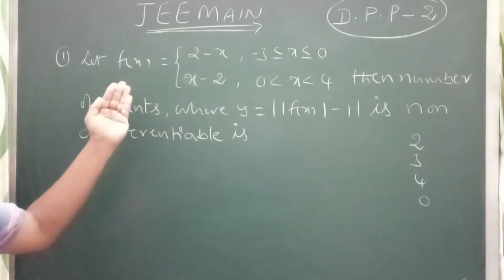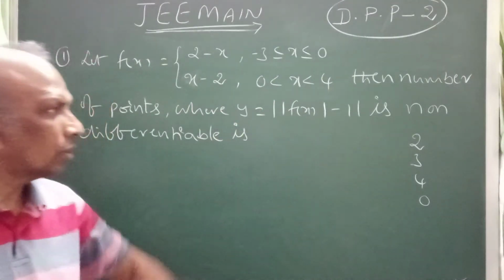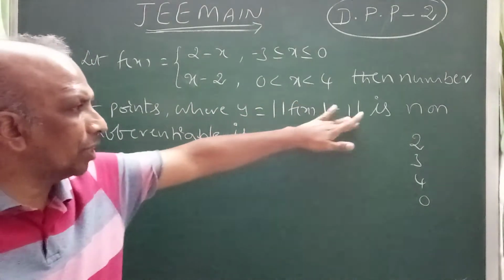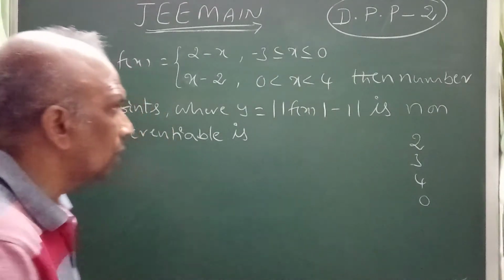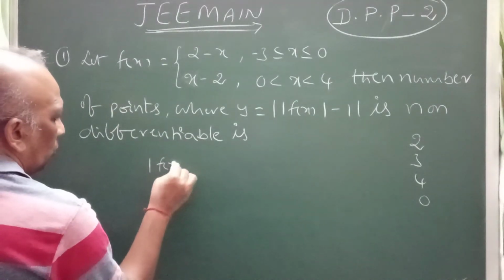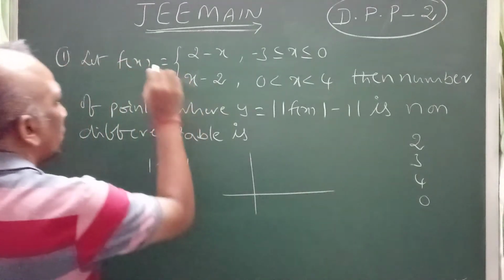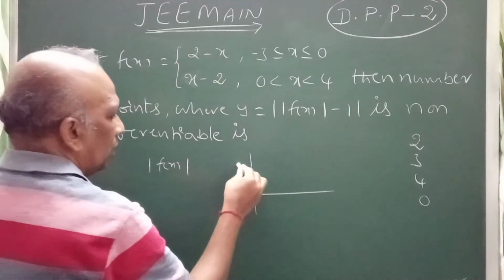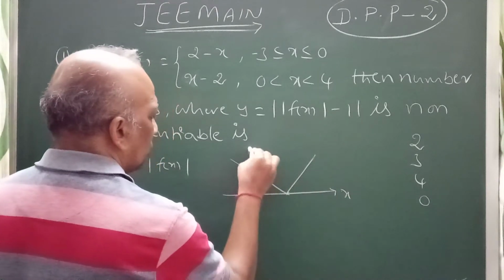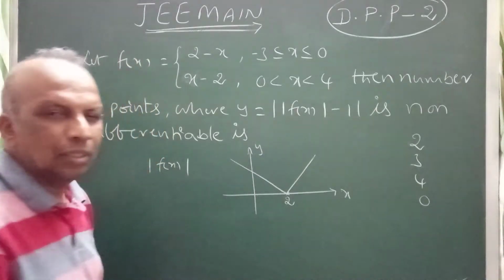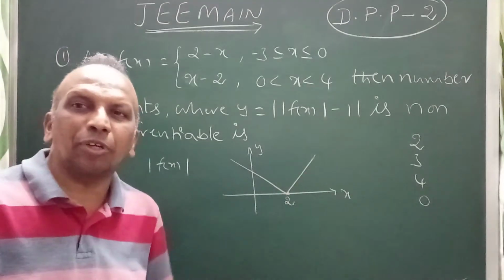See this problem: f of x is given as 2 minus x left of 0, and x minus 2 right of 0. Then y equal to mod f of x minus 1 is non-differentiable at how many points? Think about mod f of x. It will be 0 at 2, right? The graph will come like this, and at this 2 the function is not differentiable at one point.